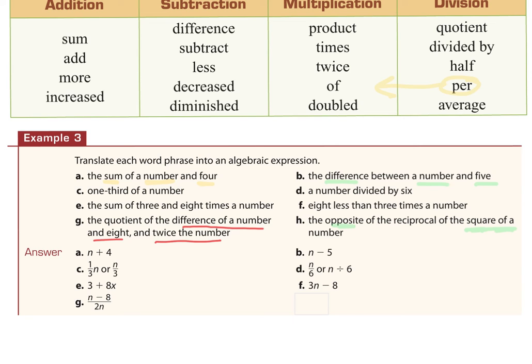How do I write the reciprocal of x squared? I just flip it, 1 over, right? So I know that I have the square of a number. That looks like this. They want the reciprocal. That looks like this. They want the opposite. That looks like this. So it's negative 1 over some number squared. Does everybody see how we did that? Just do it a piece at a time.